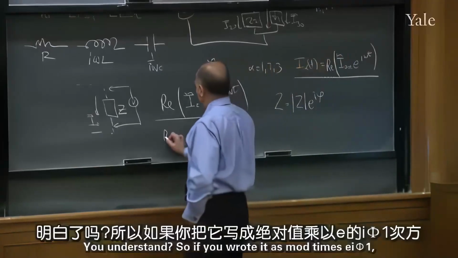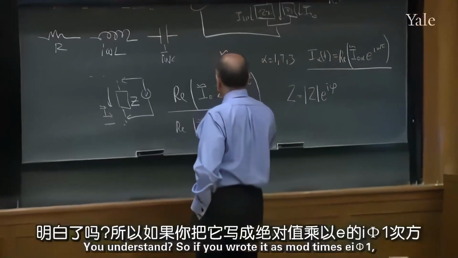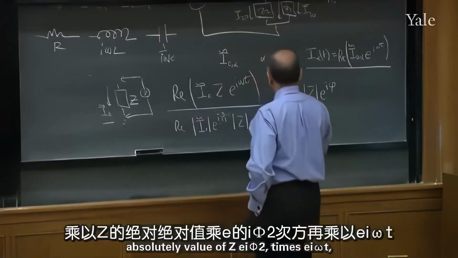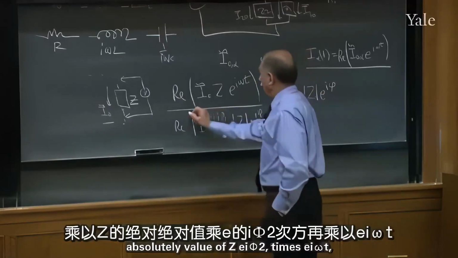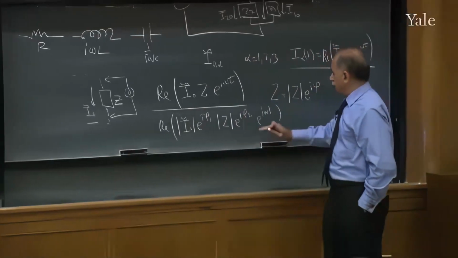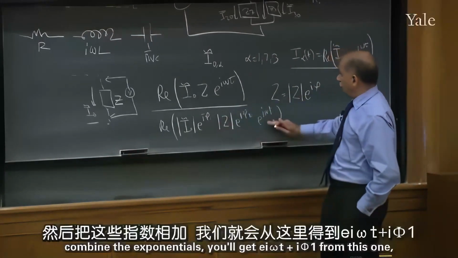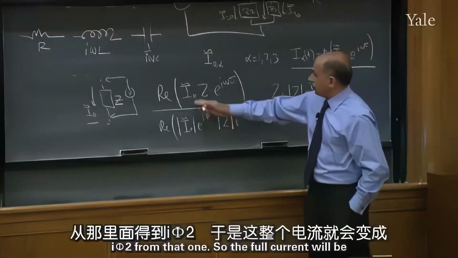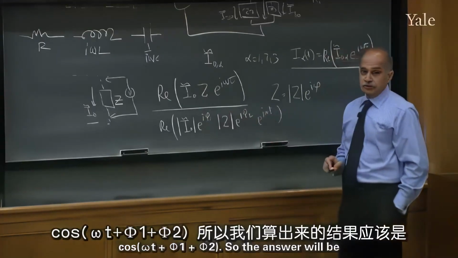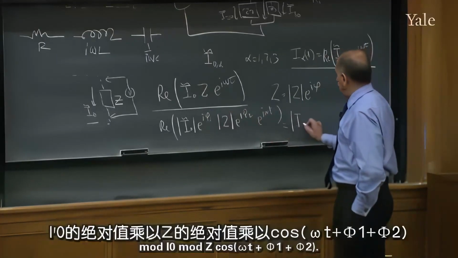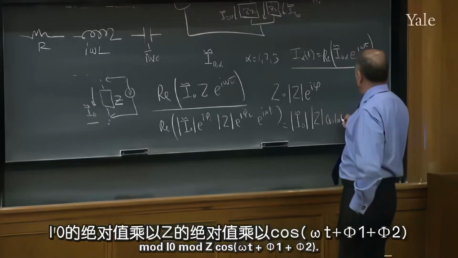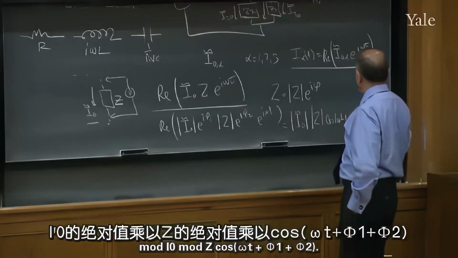You understand? So if you wrote it as the absolute value of I0 times e to the I phi 1, absolute value of Z, e to the I phi 2 times e to the I omega t, what is the real part of this crazy number? These are all real numbers. You pull them out, combine the exponentials, and you'll get e to the I omega t plus I phi 1 from this one, I phi 2 from that one. So the answer will be mod I0 mod Z cos of omega t plus phi 1 plus phi 2.